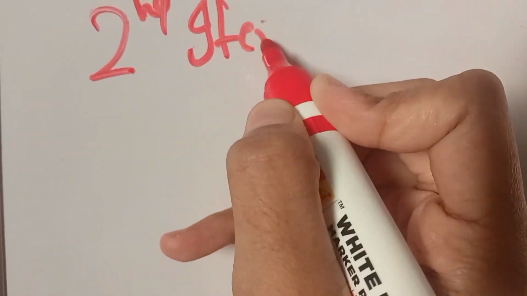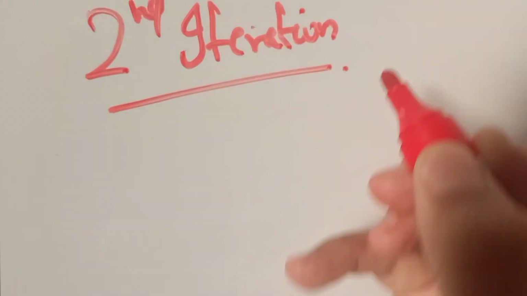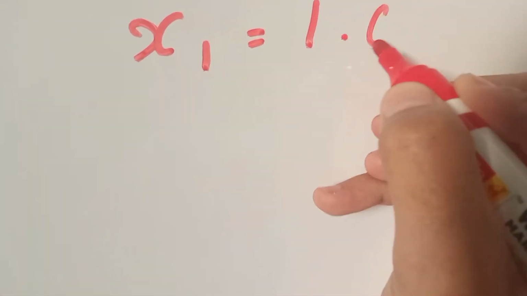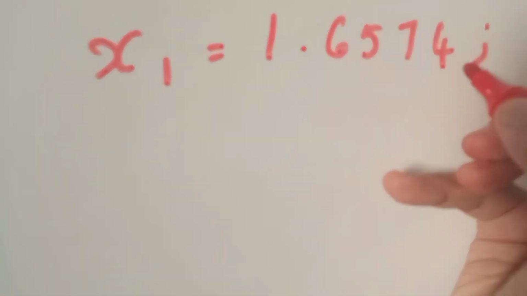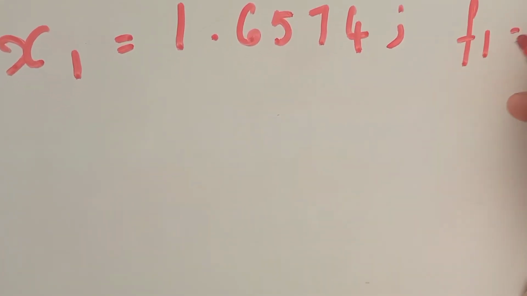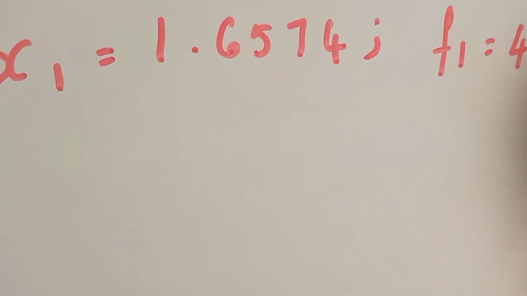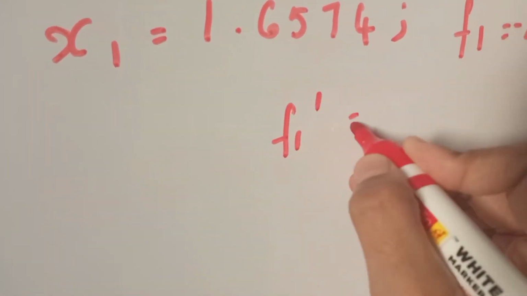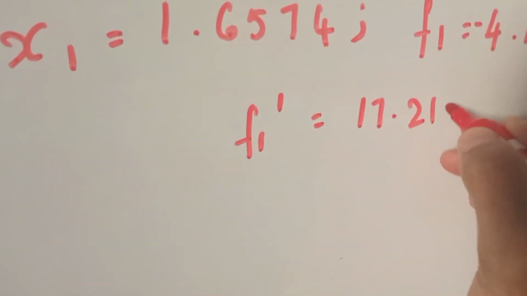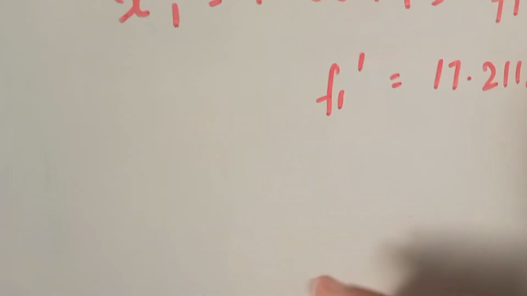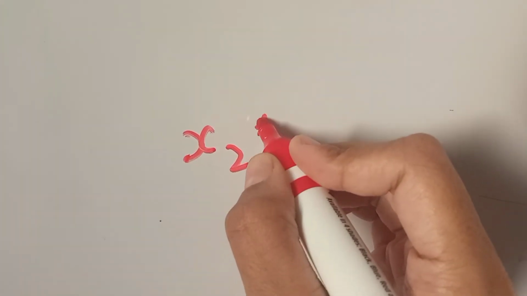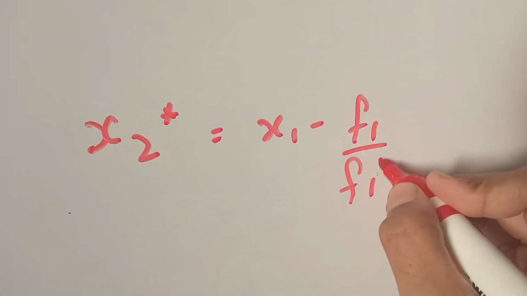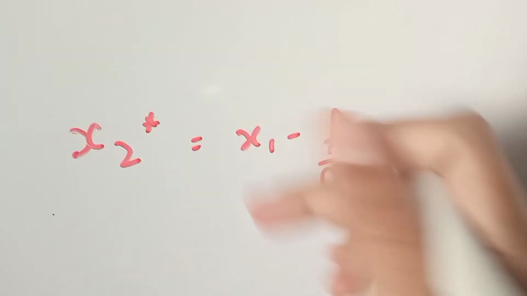Now in the second iteration, I am directly writing down the values. Instead of putting x naught, you just have to put x1, and instead of x1, you put x2, and do the same using the same formula. Just the variables will be different. So x naught will be x1, and then directly I'm putting into the formula, that is x2 star is equal to x1 minus f1 by f1 dash. And the procedure from here follows.